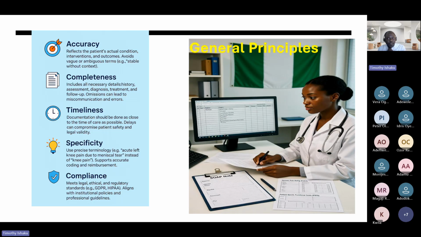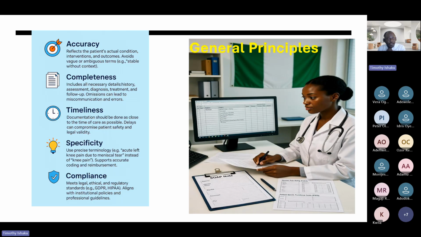Clear, concise notes. If it's typing, it's easy. Typing, it's all legible. But if you're using handwritten notes, consider how clear and legible it is, so that other healthcare professionals can be able to read it.